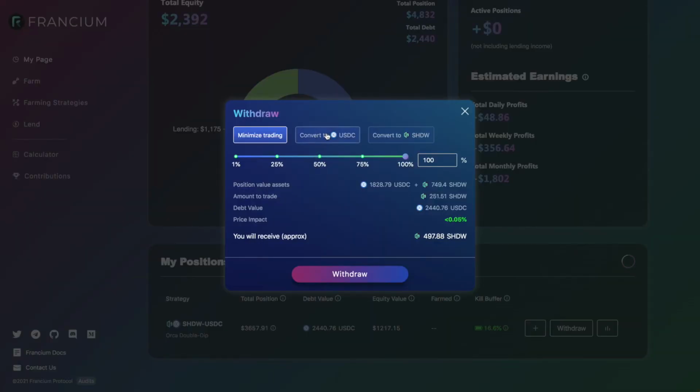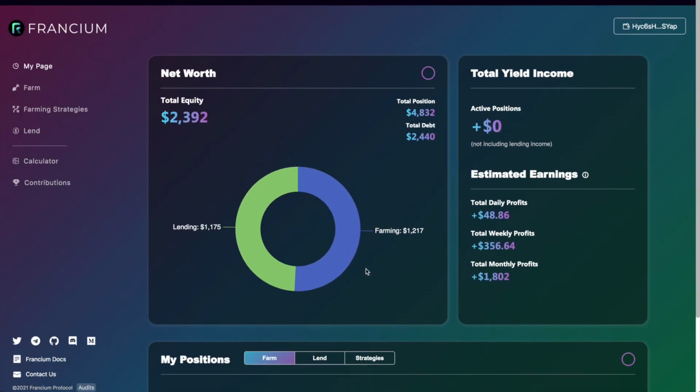this sort of yield farming, because typically when you go to withdraw, for example, you can minimize trading, you can convert to USDC, and you can convert to Shadow, right? So I can withdraw 100% all in Shadow tokens, which you can see I'll receive a little bit less if I withdraw immediately. I can convert all to USDC, and I can minimize trading. But we will do both of these.